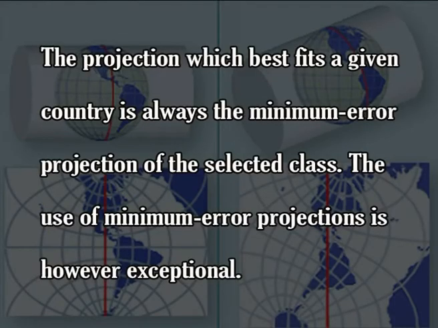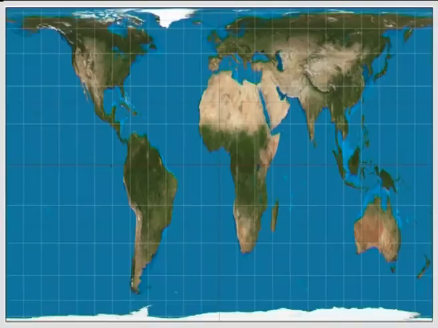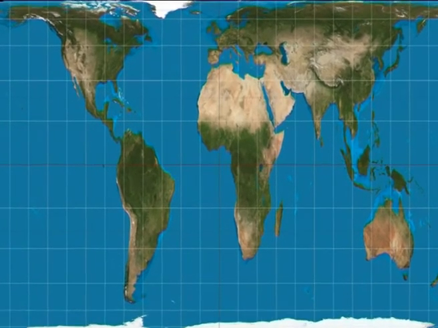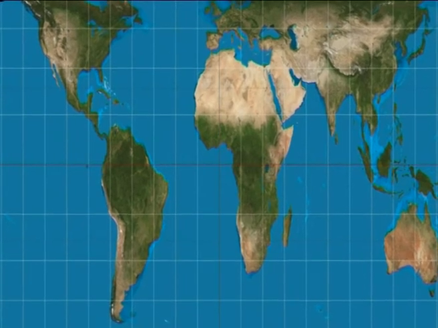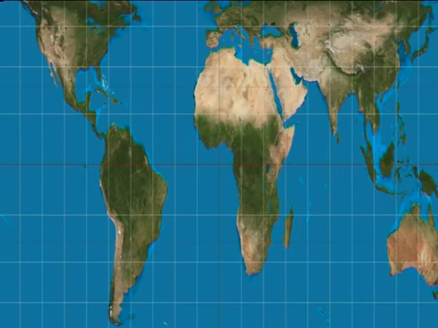The projection which best fits a given country is always the minimum error projection of the selected class. The use of minimum error projections is, however, exceptional. Their mathematical theory is difficult and the equidistant projections of the same class will provide a very similar map.